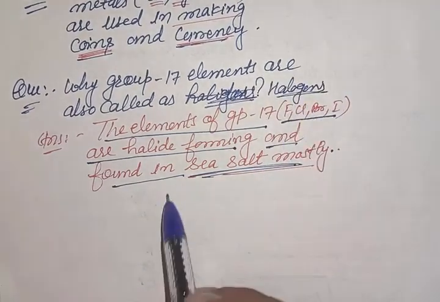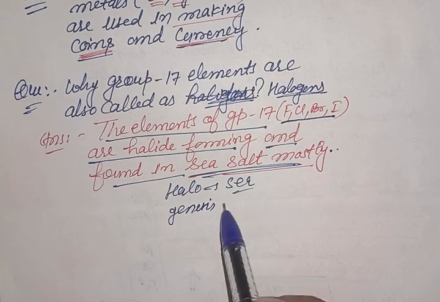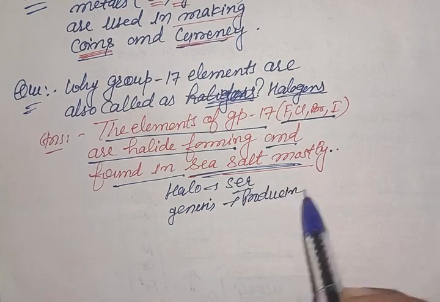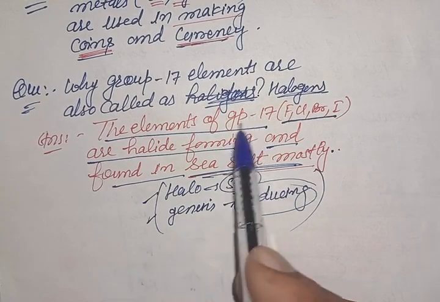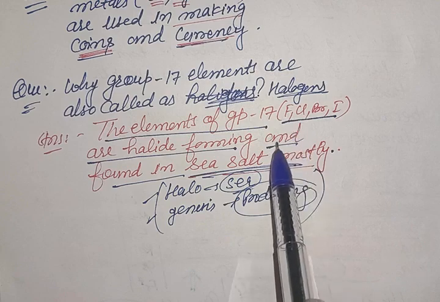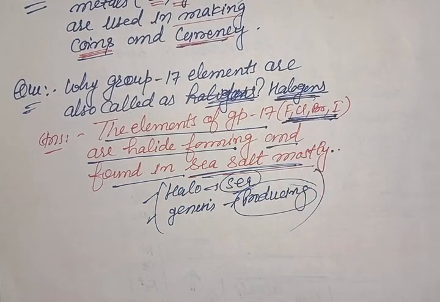Halogens: halo means sea and genesis means producing. All those things which are produced from the sea are called halogens. Because these halides are present in the sea salt, we can say they are produced by the sea. That's why they are also regarded as halogens.